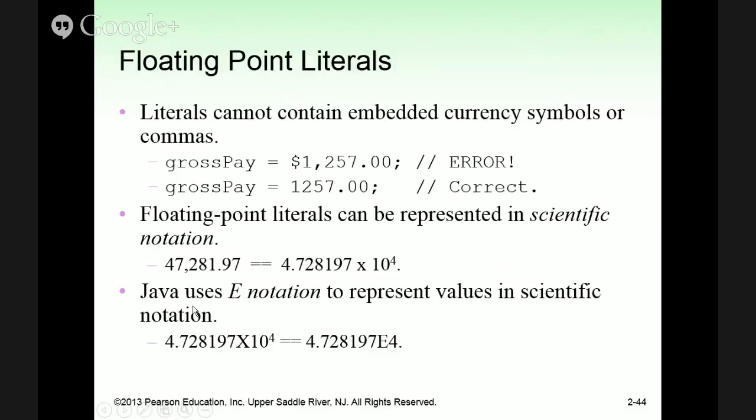Now Java, as well as many other programming languages, use E notation to represent scientific notation. In other words, the way you would type this number in Java would be like this: 4.7, etc., and then capital E 4. So that stands for exponent, and that's basically shorthand for times 10 raised to that power. So this would be 4.7 times 10 to the fourth power. In other words, these two numbers are equivalent.